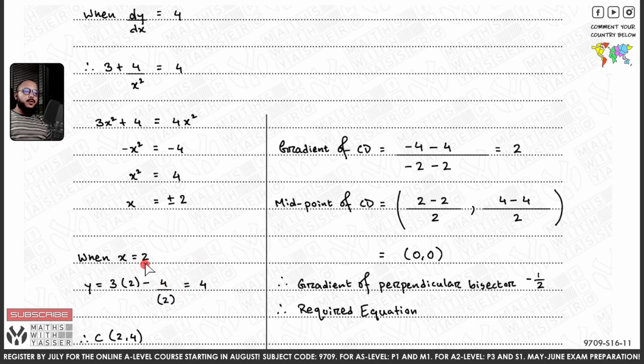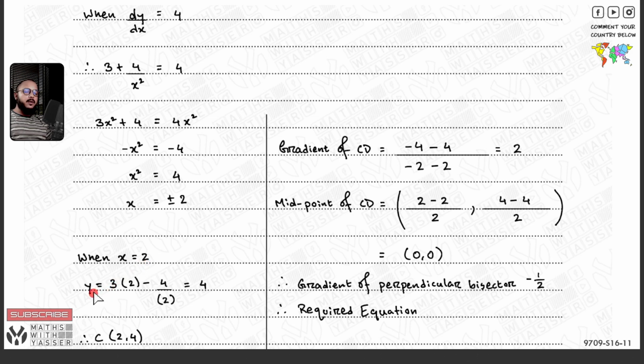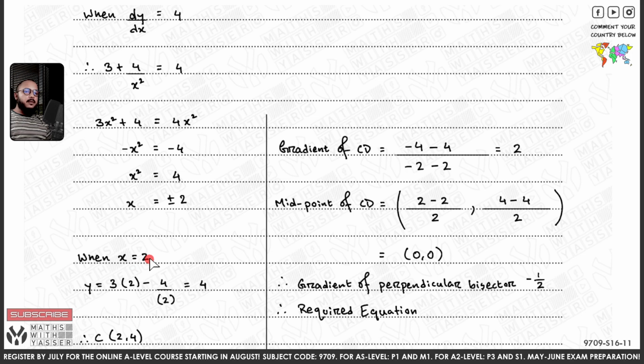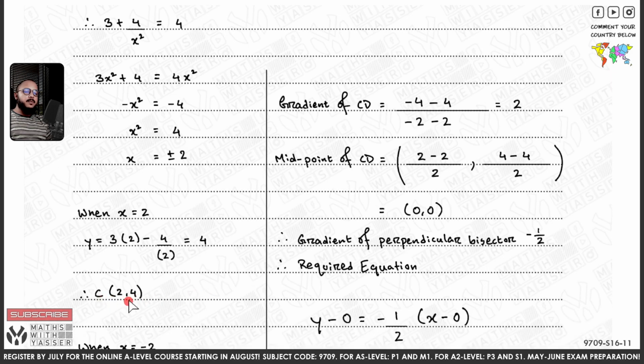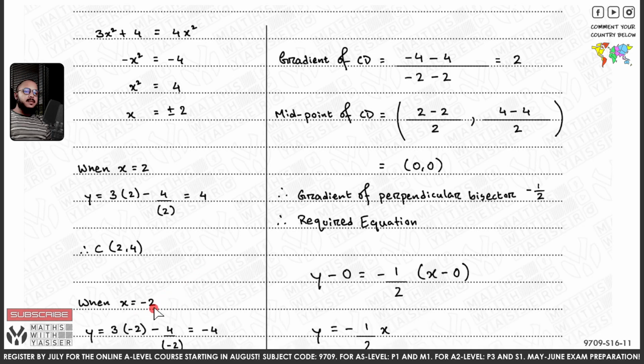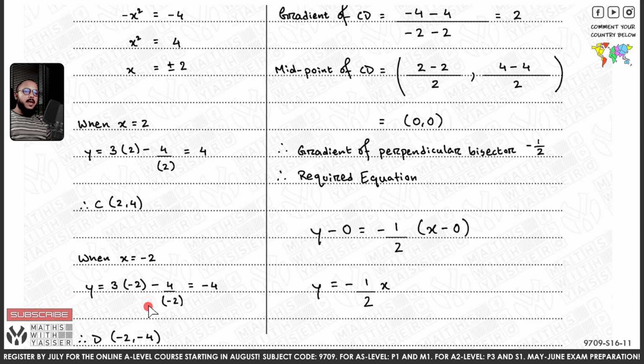So when x is 2, if I substitute this into the equation of the curve y, because this must be satisfying the curve as well. So y is equal to 3 times 2 minus 4 over 2, which gives us 4. So the point C must be (2, 4). And when x is negative 2, I'm again substituting this value into the equation of the curve, and I'm getting y equals 3 times negative 2 minus 4 over negative 2, that gives us negative 4. That means D must be (negative 2, negative 4).